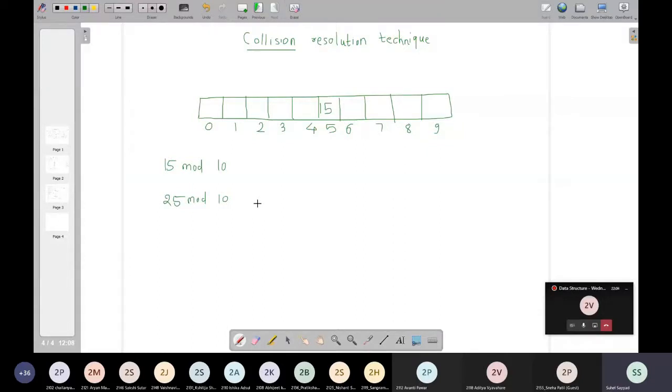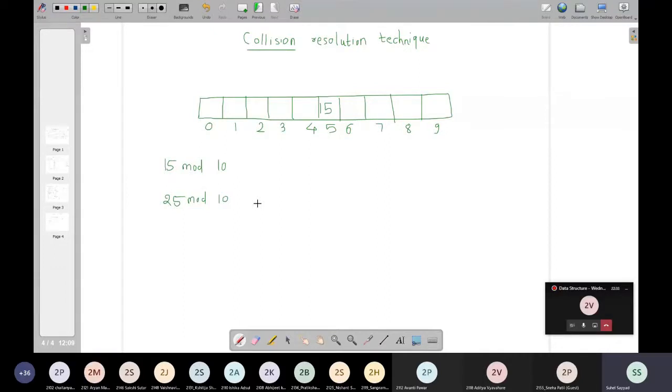So now my first focus is that whenever I get a collision, I am not able to store that particular key element on the obtained hash value or hash address. I am not able to store 25 on 5. So my intention is now to find another location, another space, another hash value for 25, only in a situation when there is space available, right? So I need to find some other space.